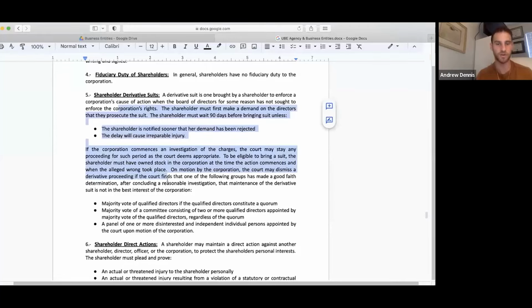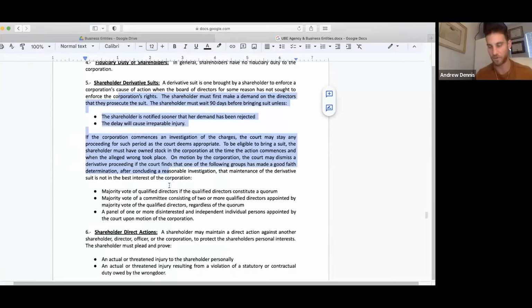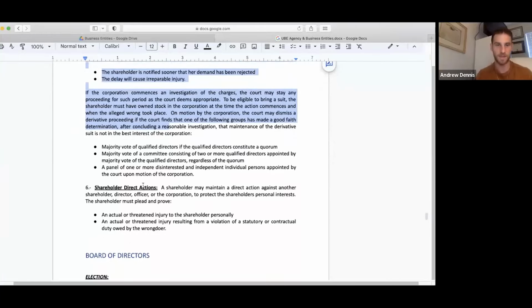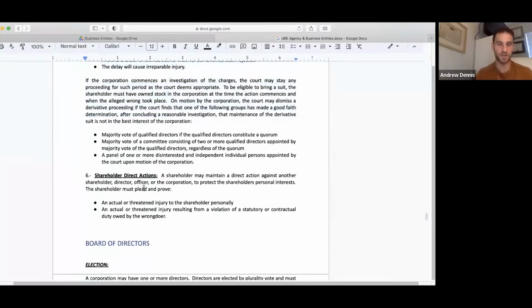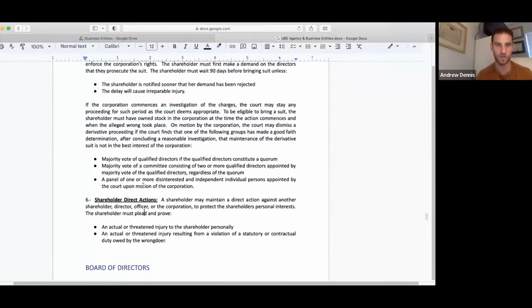So this is shareholder derivative suits. Make sure you understand that there are procedures where a shareholder can file suit on behalf of a corporation if the corporation isn't doing so. And then direct actions from a shareholder. A shareholder may maintain a direct action against another shareholder, director, or officer of the corporation to protect the shareholder's personal interests. The shareholder must plead and prove an actual or threatened injury to the shareholder personally, an actual or threatened injury resulting from a violation of a statutory or contractual duty owed by the wrongdoer.